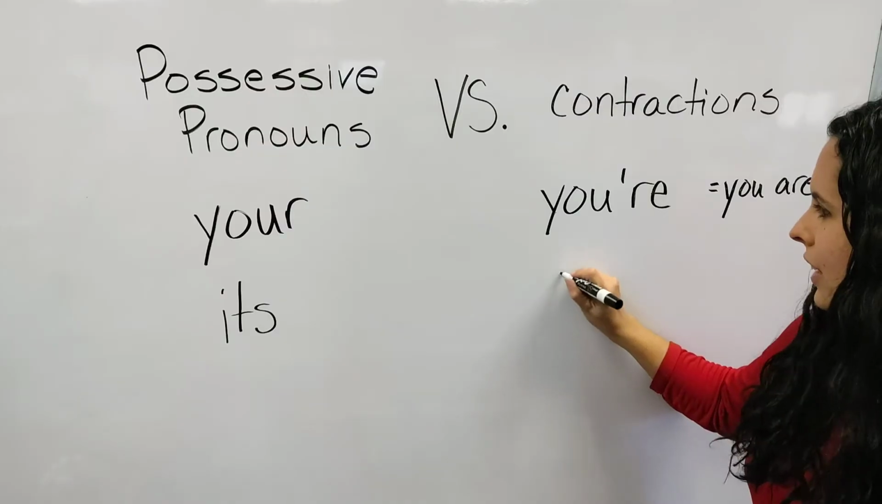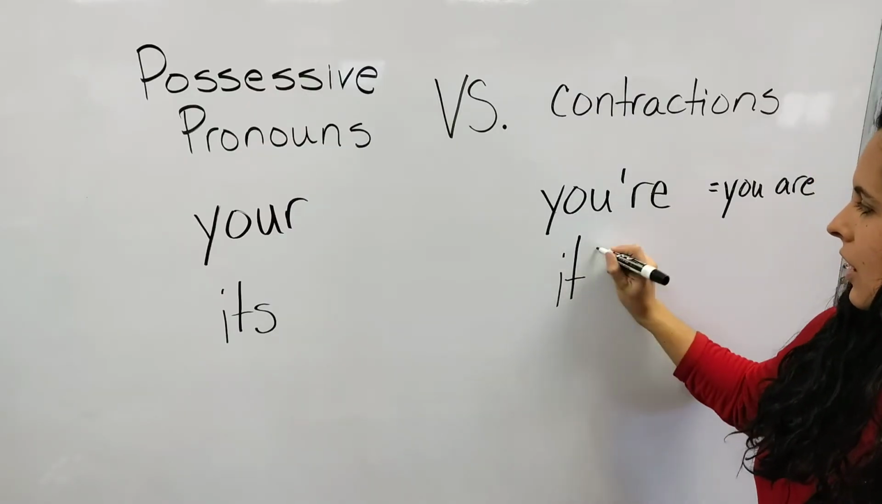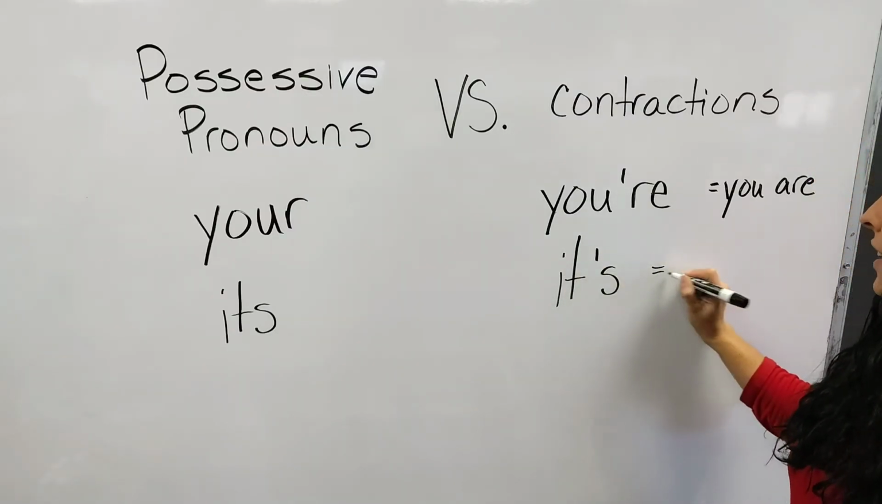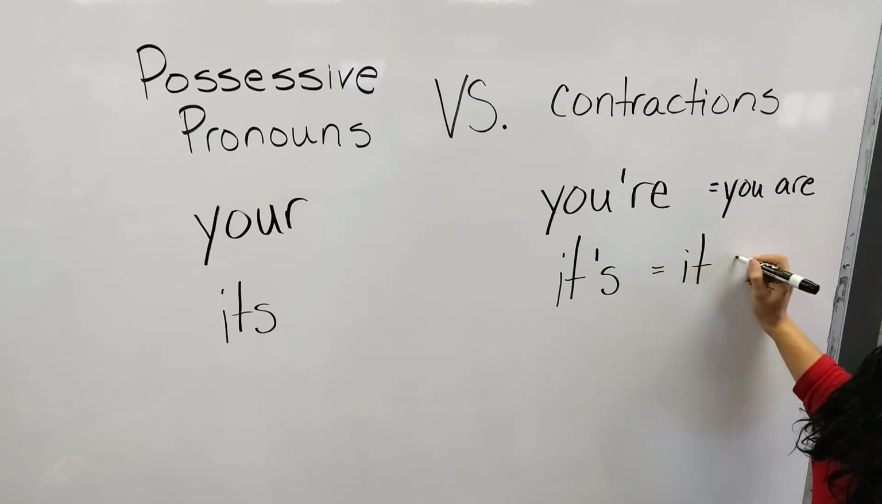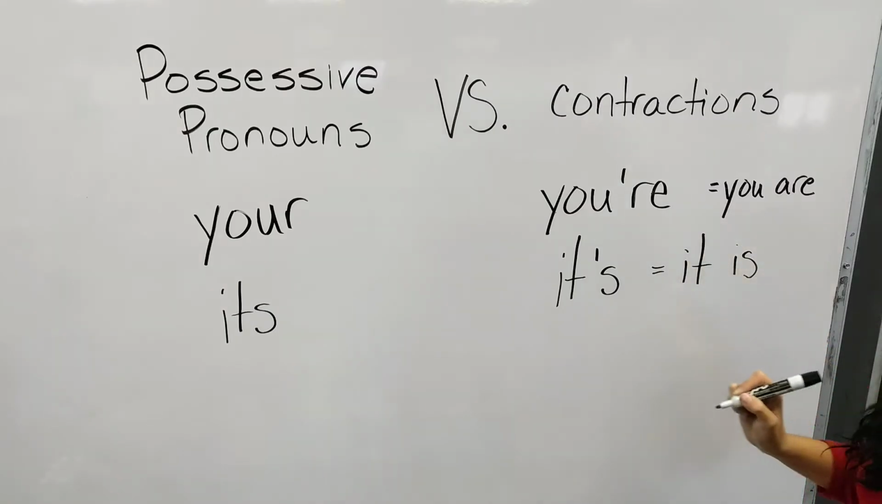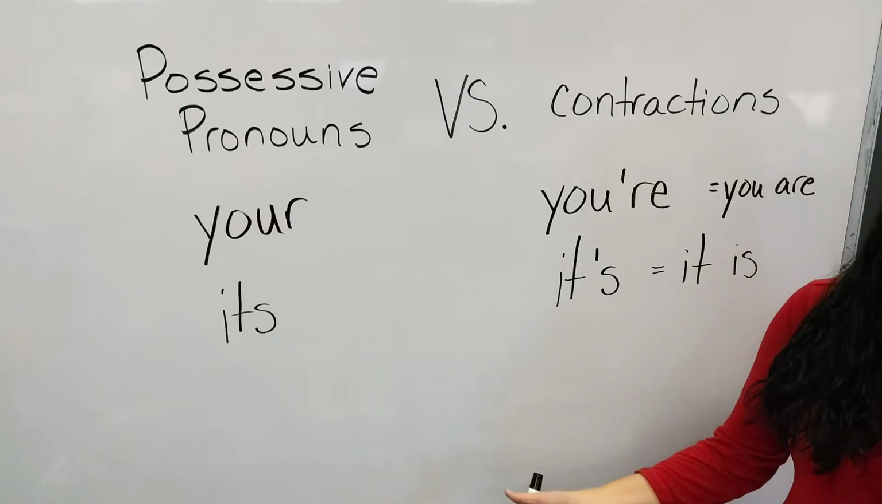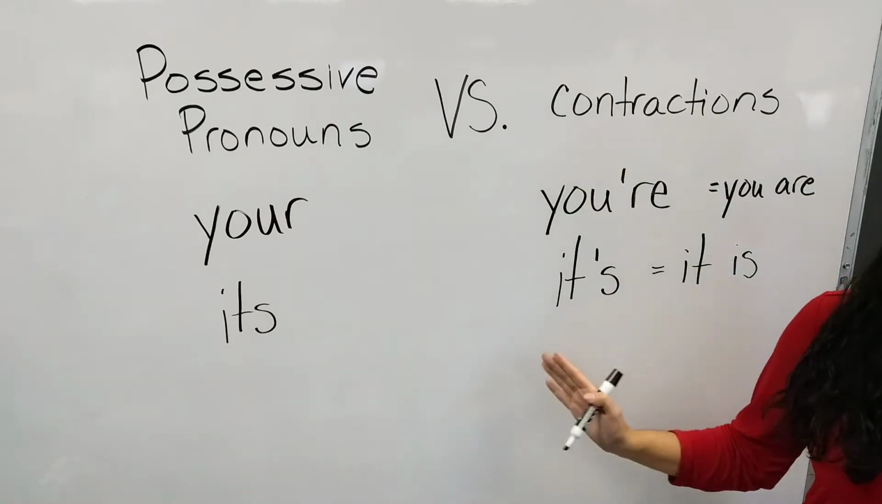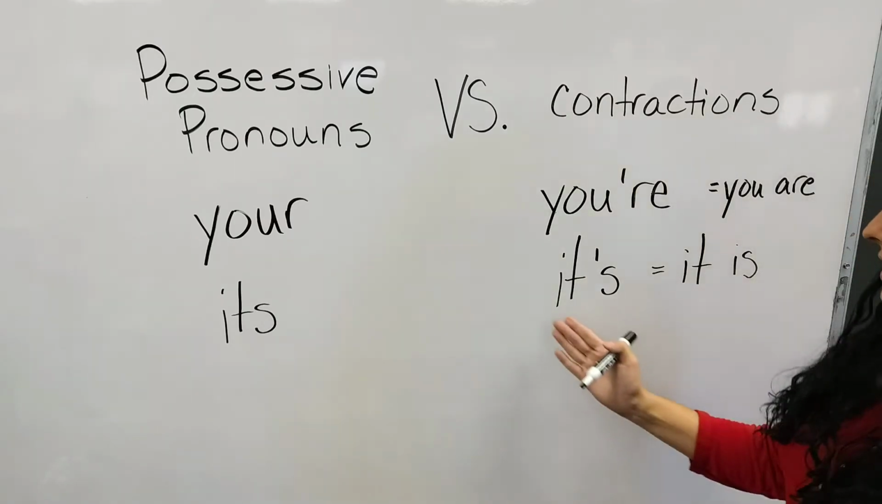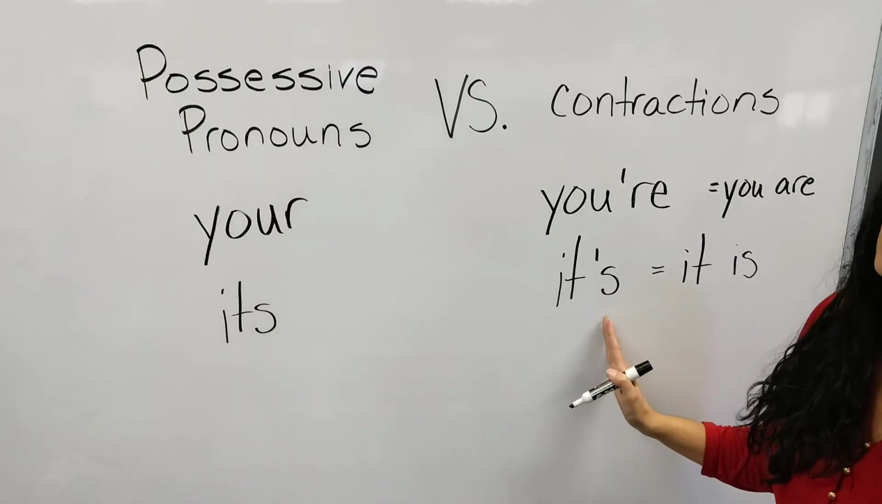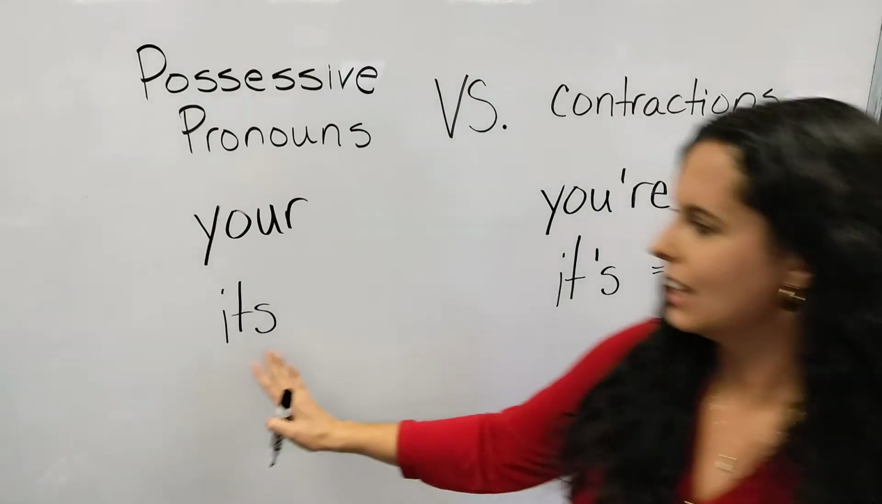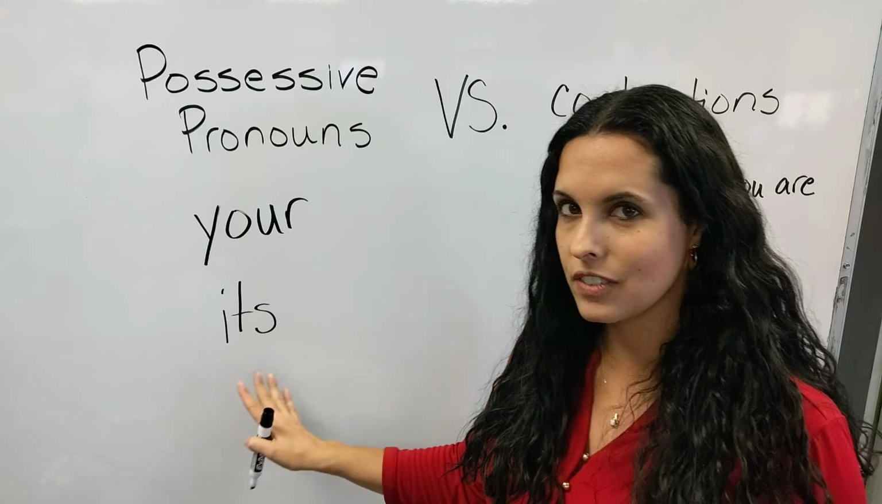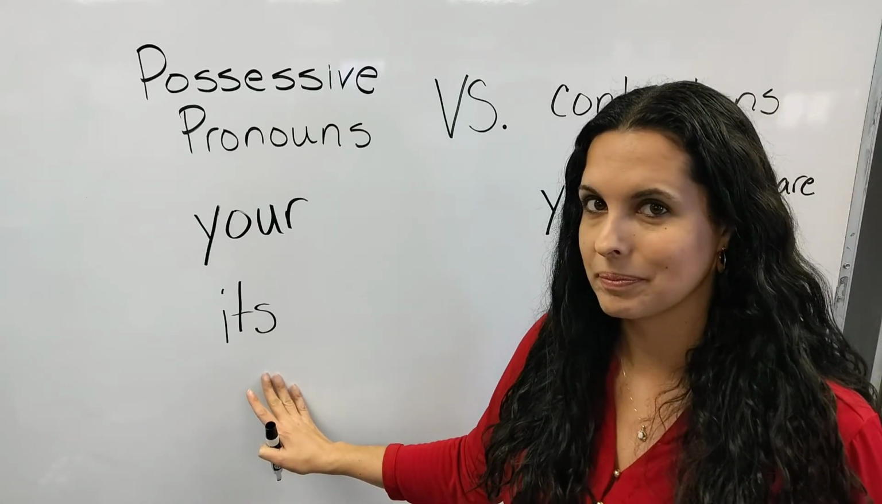Now here's the other, it's, the contraction. It's. That stands for it is. So it's 1 o'clock already. That means it is 1 o'clock. But this it's does not show ownership. It doesn't own anything. This one does. This is your possessive. It shows ownership.